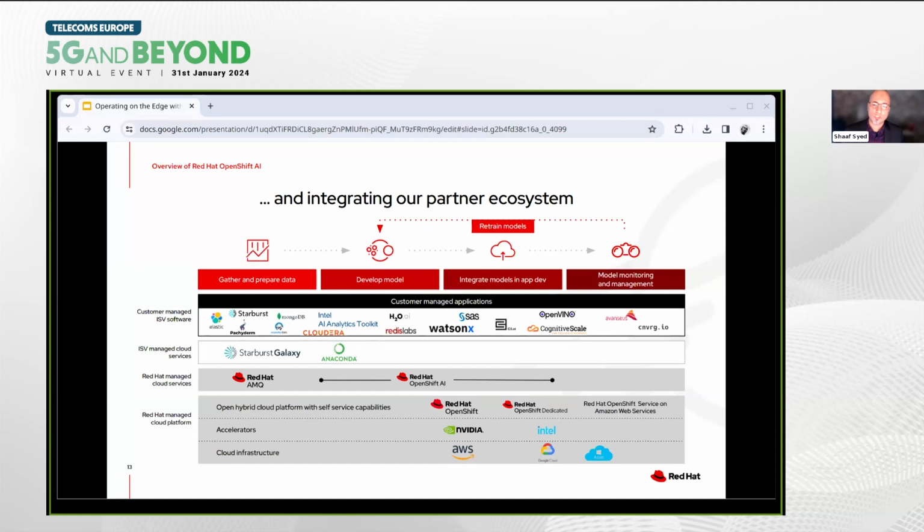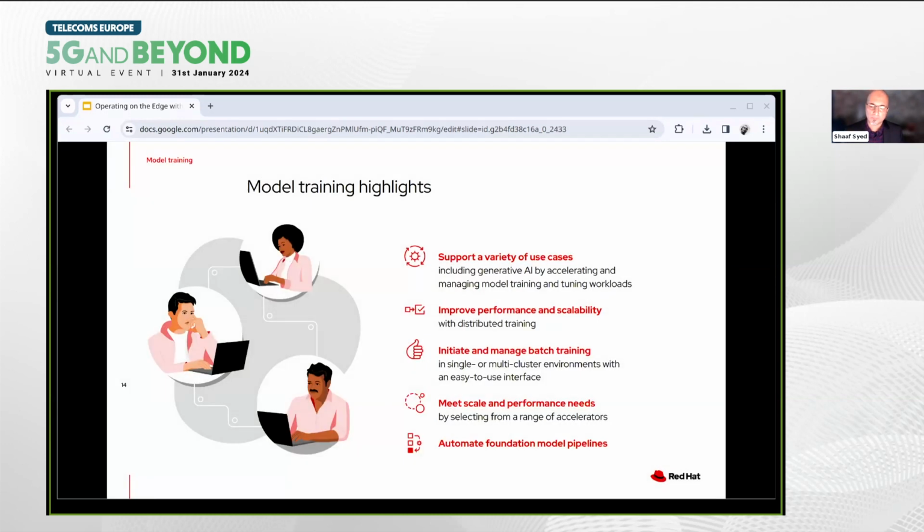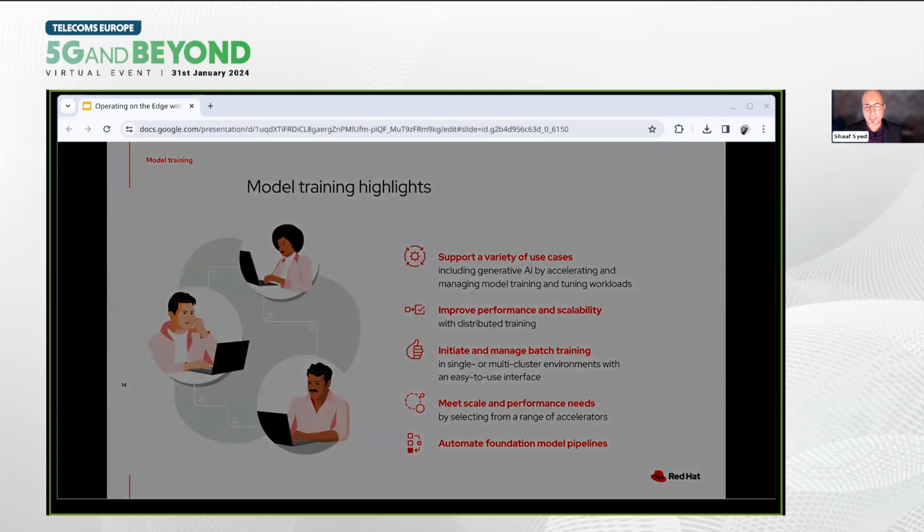So that's the ecosystem part of it, but like I mentioned in the beginning, it's one of the core pillars of having a trusted system that expands together, providing those possibilities. But that's not all, right? When we talk about model training, we want to make sure that it supports a variety of use cases. It gives performance and scalability. It gives you the possibility to not just do single-node clusters, but multi-clusters, etc., for batch training, and has the performance needs and automation that it needs for that.